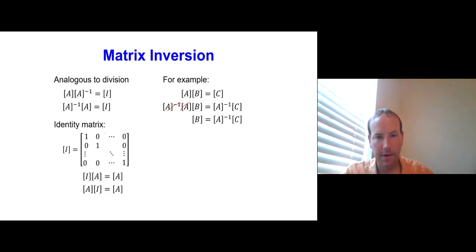And the identity matrix, as I've been talking about, is just a matrix with zeros everywhere except the center diagonal, in which it has all ones. The identity matrix is defined so that I times A is always A, and A times I is always A.